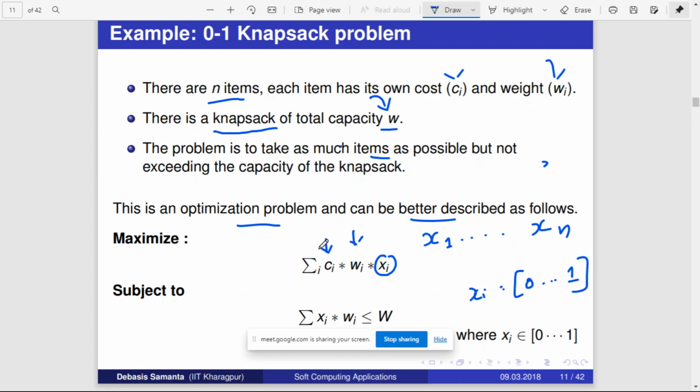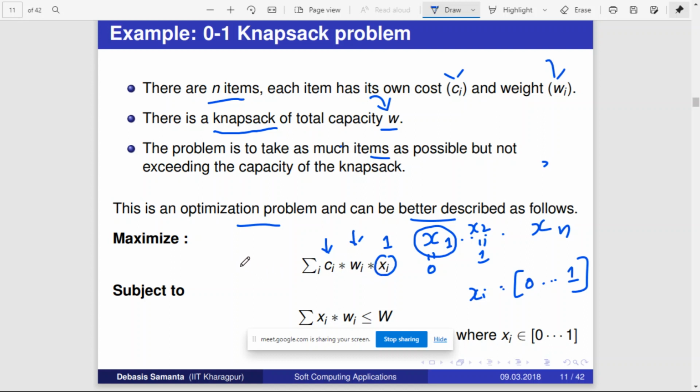In our case, let us assume that each item has only one piece available, so he will either take it or not take it. In this case xi can be either 0 or 1. If x1 is 0, it means the thief has not taken this item. If x2 is 1, it means he has taken this item, and then its cost and weight are considered. If it is 0, this entire term becomes 0.